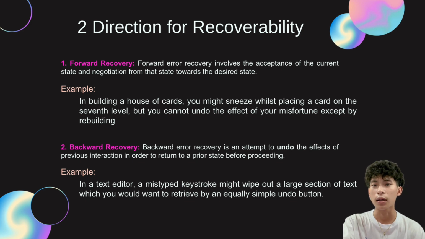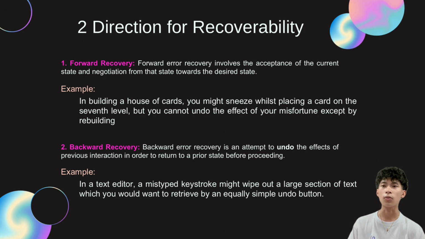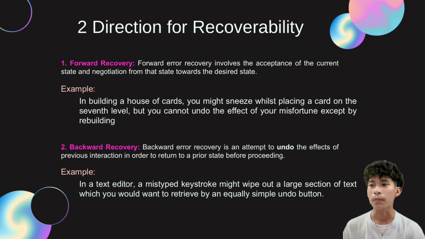So we have the two directions for recoverability. First is forward recovery and second is backward recovery. Forward recovery involves the acceptance of the current state and negotiation from the state towards the desired. In simpler terms, forward recovery is about focusing on the future rather than dwelling on past mistakes. So, we have an example here.